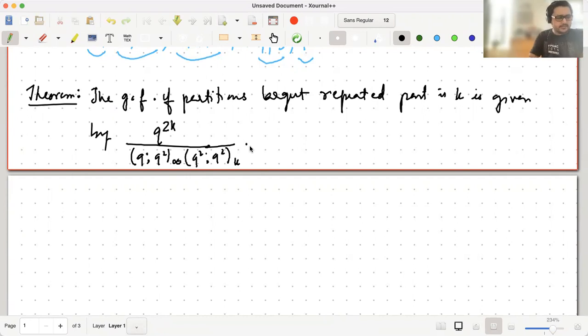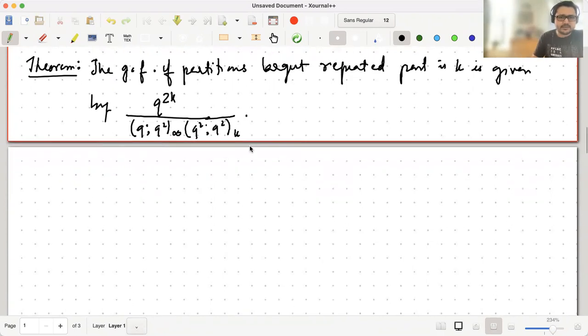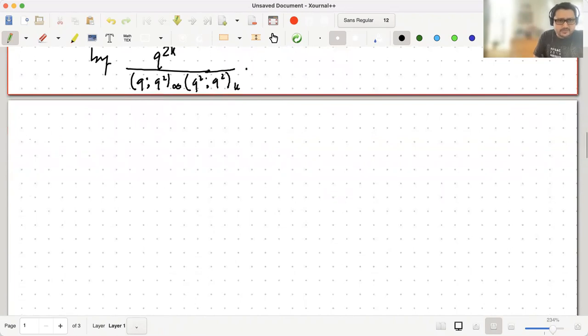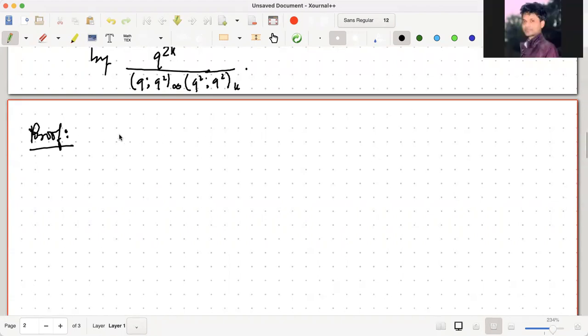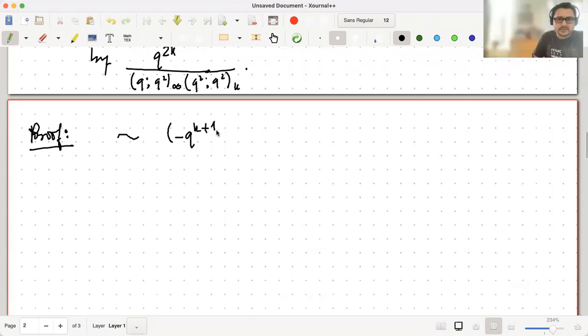and the proof is okay. So let's do the proof. Okay, so I'll say something about the proof. Let's see. Parts which are larger than k are distinct because the largest repeated part is k. So any part which is bigger than k has to be distinct in the partition. And that is generated by (-q^(k+1); q)_infinity. So all the parts greater than k are generated by this.